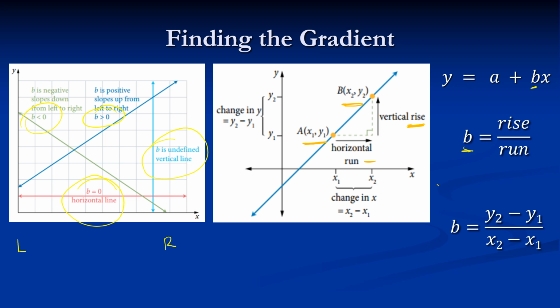So we're going from left to right. So the formula is y2 take y1 over x2 take x1. So let's see, we want to see that it ends up there and it starts there. So we're just saying y2 take y1, and then we're going to say divided by x2 take x1, and that should give us a number, and that will describe the gradient.